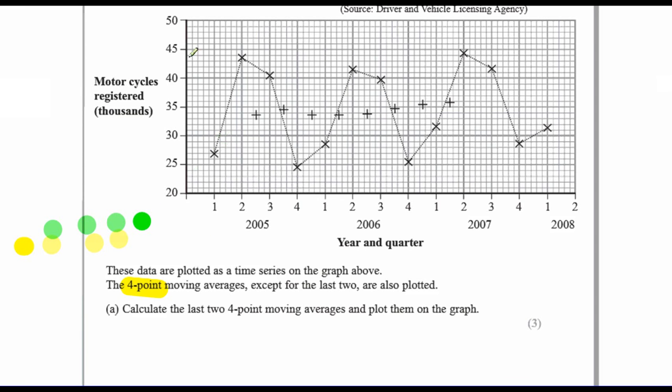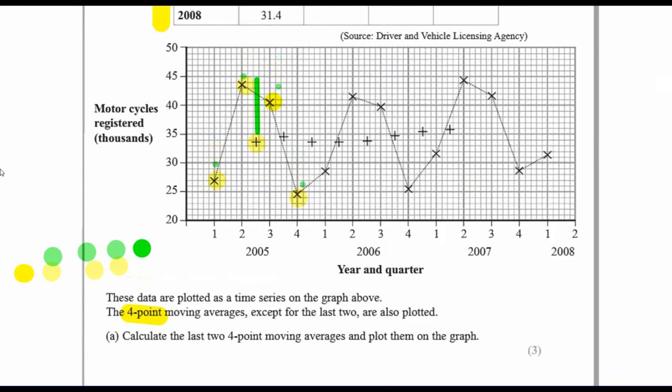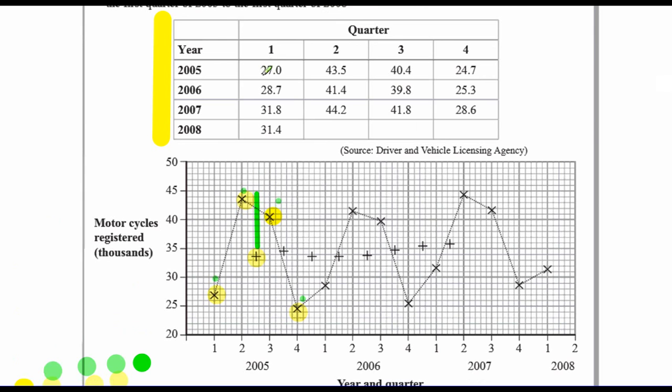So let's look at the first 4 numbers, 1, 2, 3, 4. Remember, average, add up each one, divide by 4, and you're going to get that. And where do we plot it? We plot it bang in the middle of those 4 points. Okay, so that's it on the graph. How about on the table? We add up the first 4 numbers, divide by 4, and it should give you the value of 33.5. You can check it yourself if you're not sure, but that's been done by the examiner or whoever wrote the question paper for you.